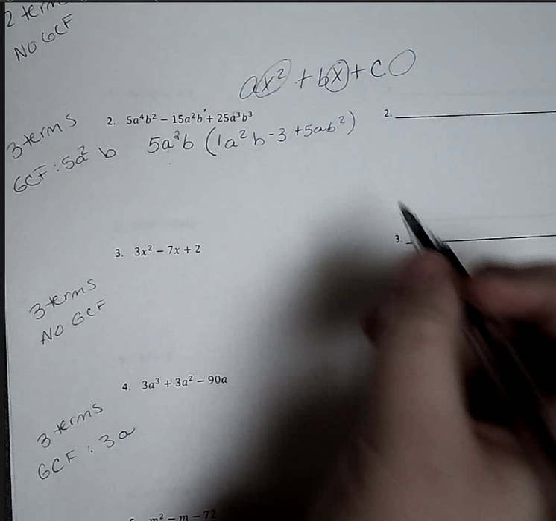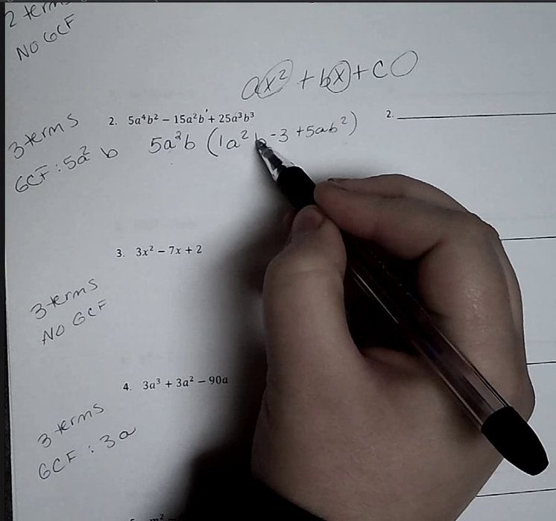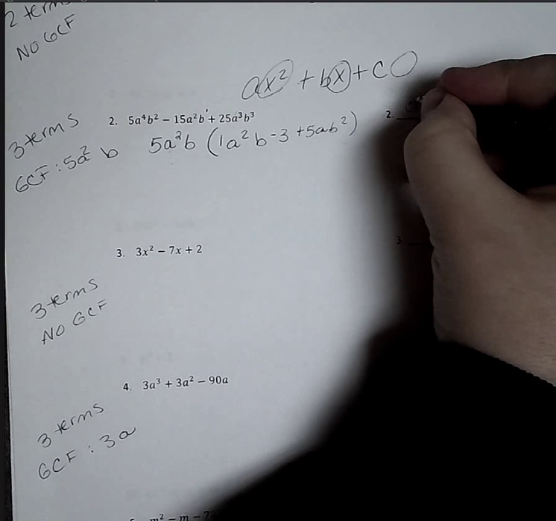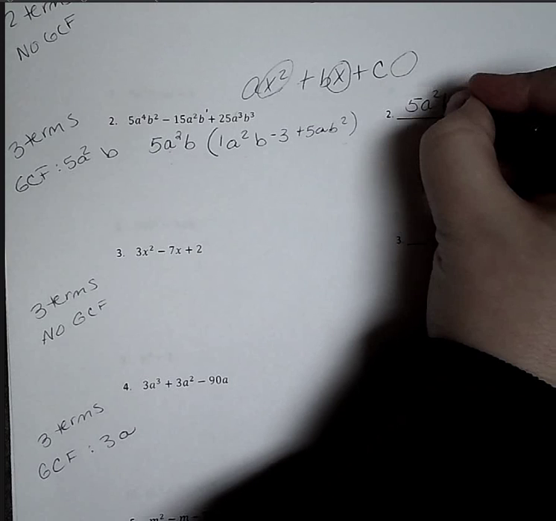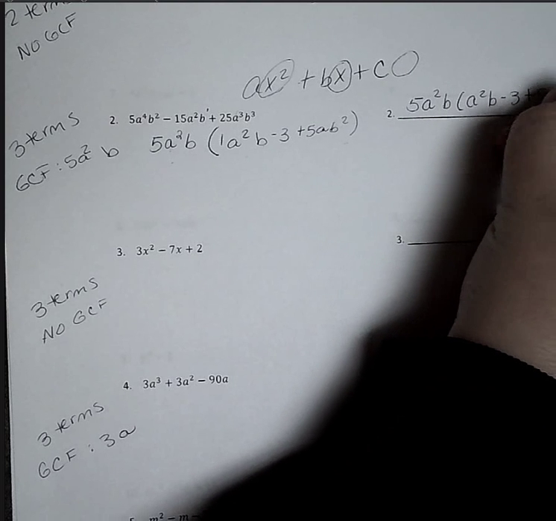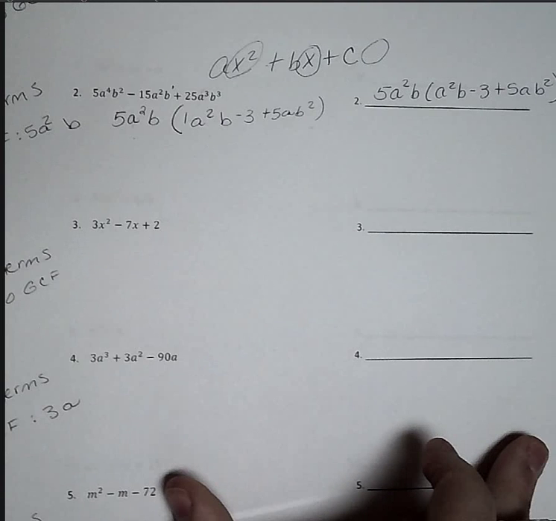This is not in that form because this first term alone has 2 separate variables in there, and that can't happen. So that means we cannot do the AC method on this problem. So this entire hot mess is what we have for our answer. That is factored.